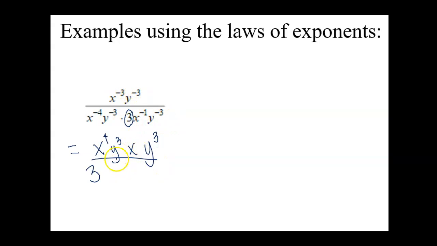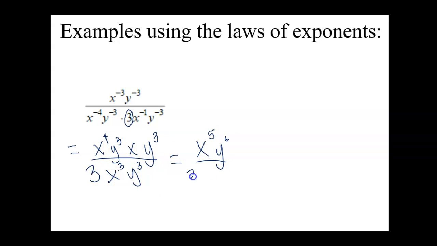Then here we have x to the 3rd, y to the 3rd that will be down here with 3. So everything just traded places. Everything that was on the bottom went to the top. Everything that was on the top went to the bottom. I'm going to ignore the bottom for a moment because I have more than one base x and more than one base y on the top. So that would be x to the fourth times x to the first is x to the fifth. Y to the third times y to the third is y to the sixth.